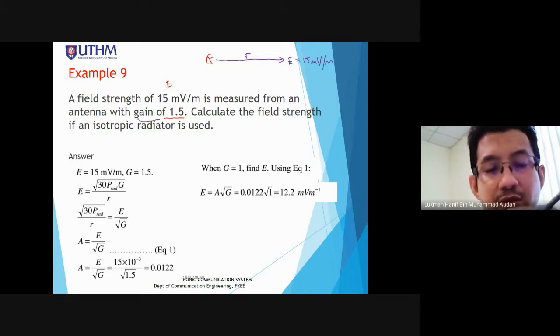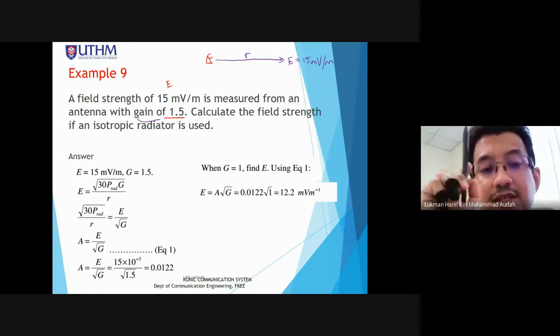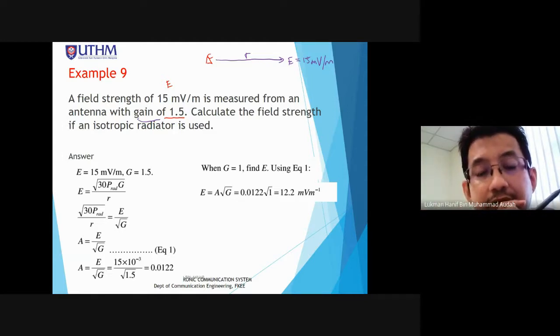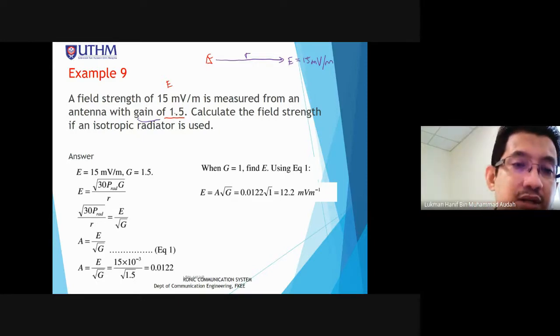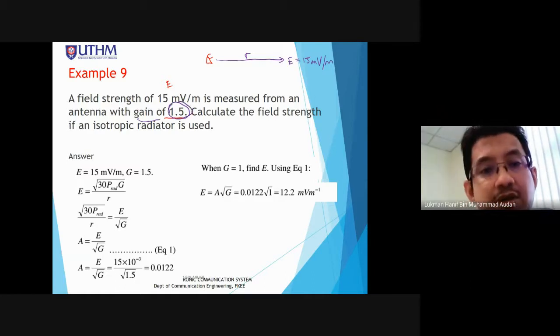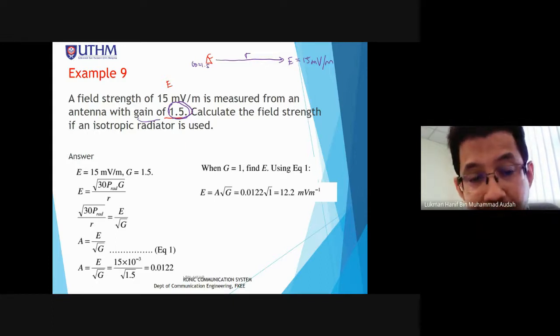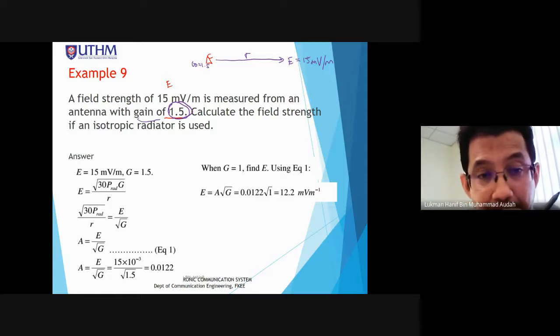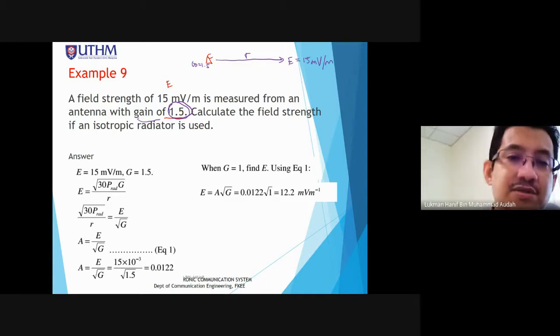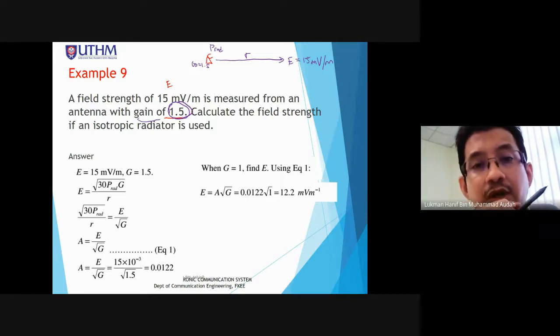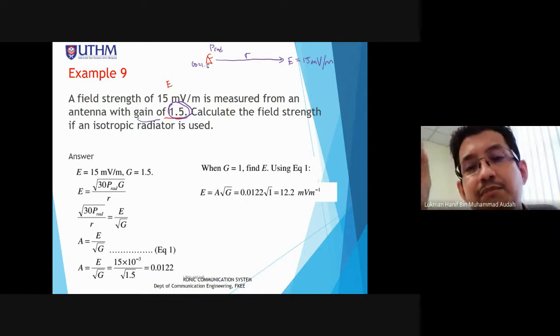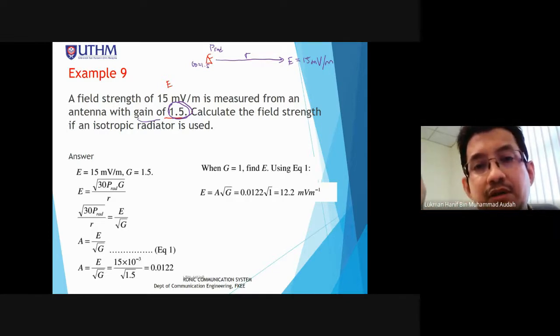So gain yang dimaksudkan di sini 1.5, kita tidak jelas adakah ini sebenarnya merujuk kepada directivity gain ataupun power gain. Sebenarnya ini merujuk kepada directivity gain, GD. Dia punya directivity gain sebenarnya adalah bersamaan dengan 1.5. Macam mana saya tahu? Nanti kamu akan lihat dalam dia punya solution. So we don't know the distance, we don't know how much is the P radiation, tetapi kita dapat measurement E-field bernilai 15 millivolt per meter.